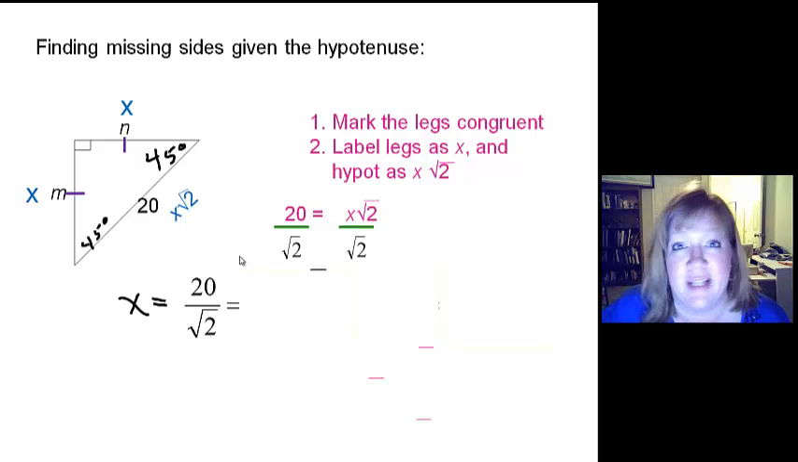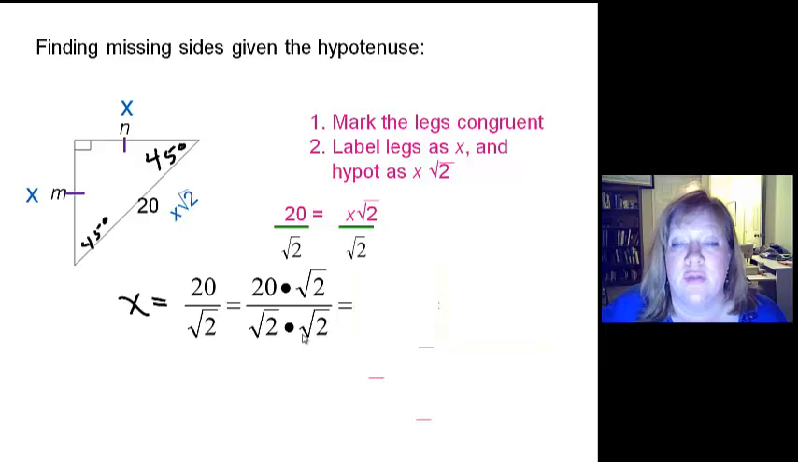We can't leave it like that. So we're going to have to get rid of this square root of 2 on the bottom. And the way you do that is called rationalization. So you multiply the top and the bottom by the square root of 2. Square root of 2 times square root of 2, the square roots cancel out because you're in a sense squaring it. So you end up with 10 square root of 2. You got 20 square root of 2 divided by 2.